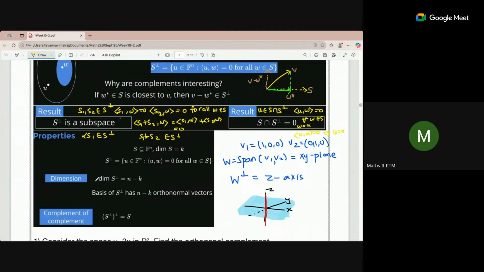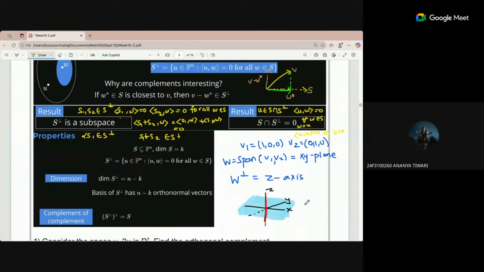So what are some important properties of this complement? Regarding the dimension, the dimension of S perp is equal to n minus k. If k is the dimension of S, then the dimension of S perp is n minus k. For example, here the dimension of W is 2 and the dimension of W perp is 1. In R2, if you take one line, the orthogonal complement is going to be another line passing through the origin. Same way in R3, if you take W as a plane, then the orthogonal complement is always a straight line. And if you take W as a straight line, can you tell what should be the orthogonal complement?